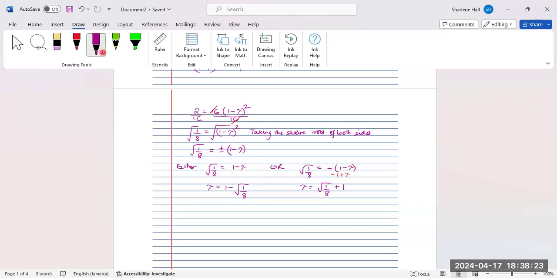Surds are not a part of your syllabus. Surds are not a part of your syllabus. So let me just write, hold on, let me just do it.